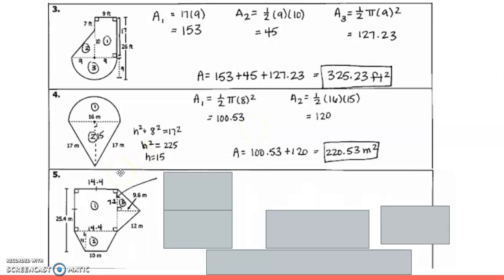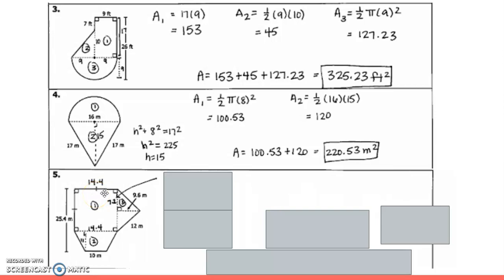Number 5, we have a couple of different shapes going on. So we have our square, we have a triangle, and we have a trapezoid. The reason I know that number 5 is a square is we have those little tick marks that tell us that those sides are congruent. So that means that we know that they are going to be the exact same thing.